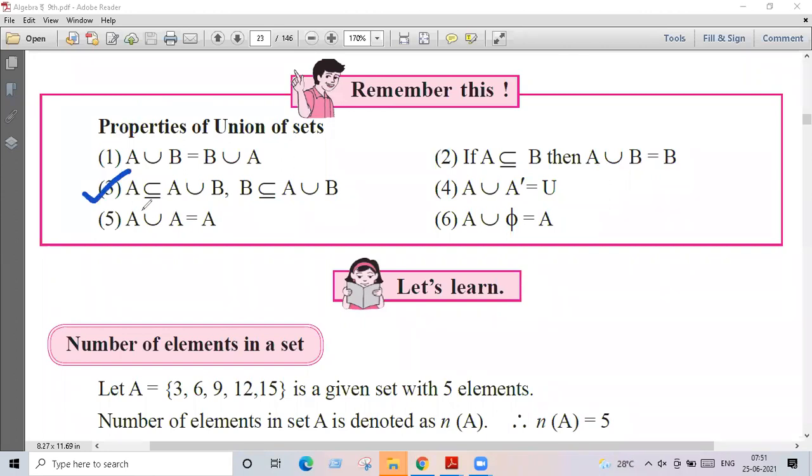Then if A is subset of A union B, then B is subset of A union B. A union A complement is equal to universal set. A union A is equal to A and A union phi is equal to A.